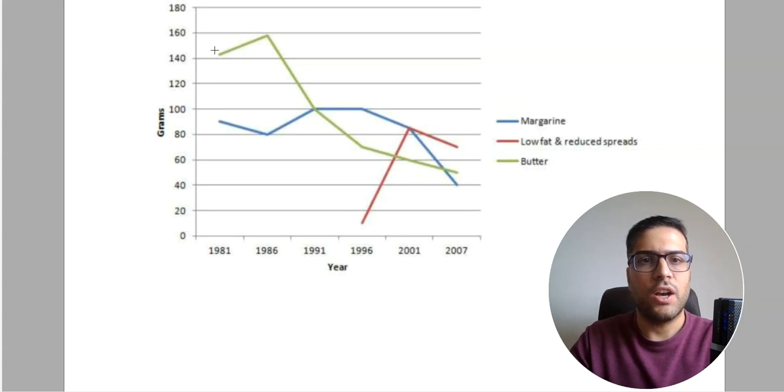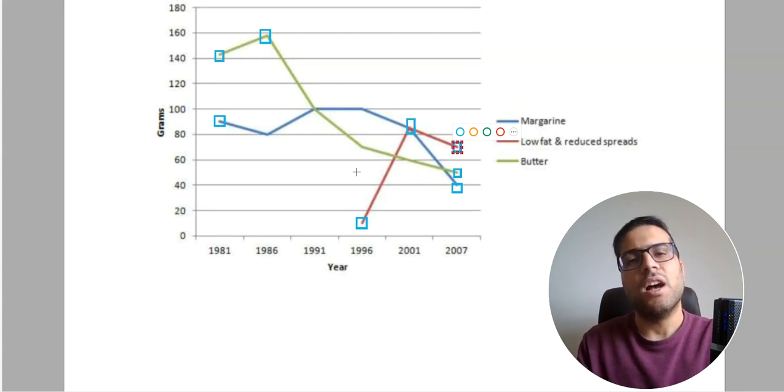So for butter, I would just pick the first figure, the peak, and the final figure. For margarine, I would just keep the first one. I would say it fluctuated then, and I would give the final figure. And for low fat and reduced spreads, the beginning, the peak, and the end. So you see that these are the key features of this line graph.